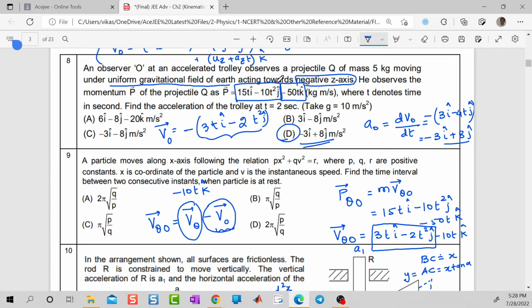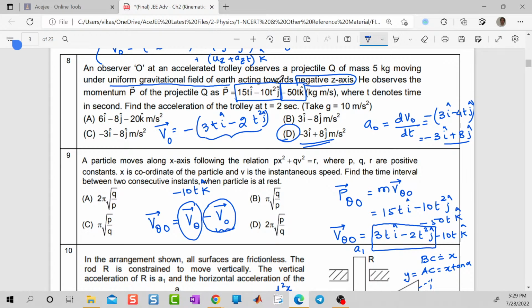And the trolley, it says the trolley. By the word trolley, I'm assuming it's not moving along a mountain range where it's going up and down, right? So I'm assuming it's moving in the horizontal plane. Oh, okay, sir. Yes, I got it.